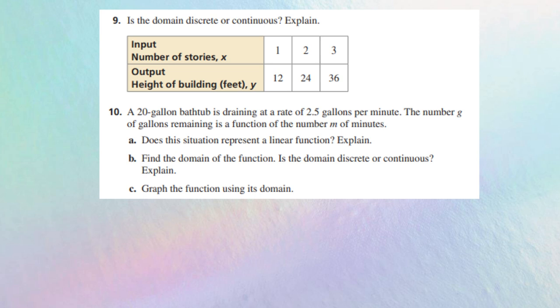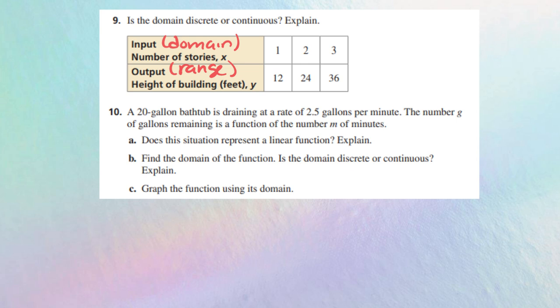The domain. Which is my domain? Remember, my domain is my inputs, right? My output is going to be my range. That's why it's important to understand the vocabulary. Sometimes you're just going to see range, input, output, dependent, independent. That's why you have to memorize what X and what Y is. So looking at it, is the domain discrete or continuous?